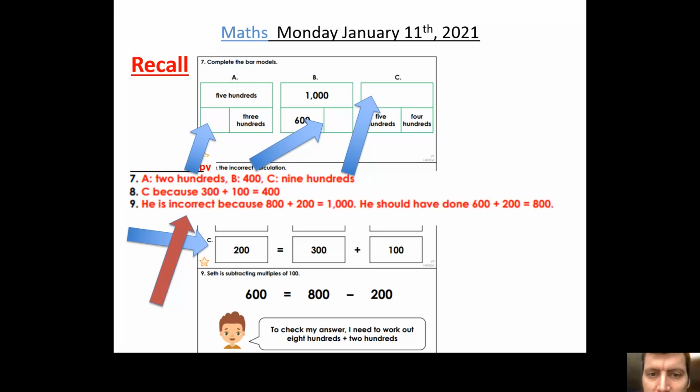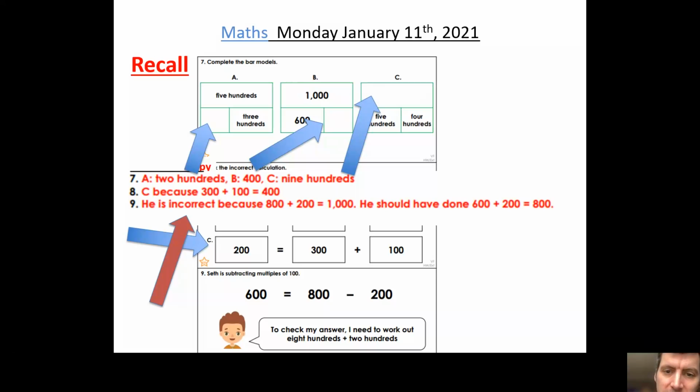The incorrect one in the second question we can see is C, because 200 does not result from adding 300 to 100. If we add 3 to 1, we end up with 4, and the same as we have 300 to 100, we end up with 400. Seth didn't have a great day, did he?